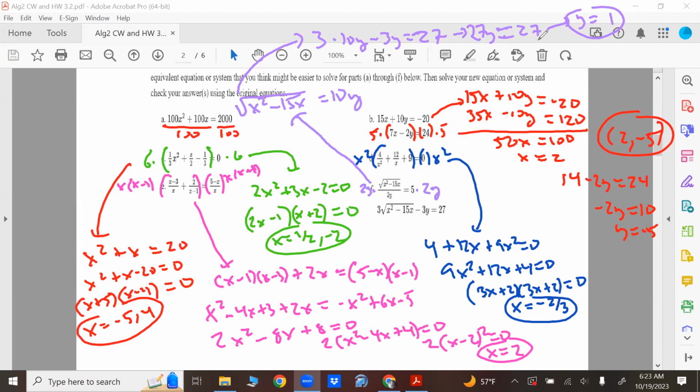So A, I did in red: divide everything by 100. Got x squared plus x equals 20. And then move the 20 over and factor, that's pretty easy to factor: x plus 5, x minus 4. We get negative 5 and 4 using the zero product property.